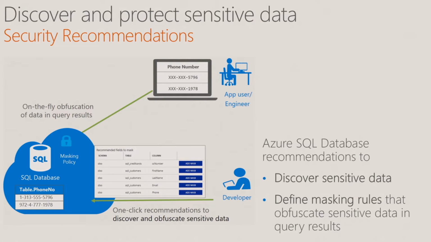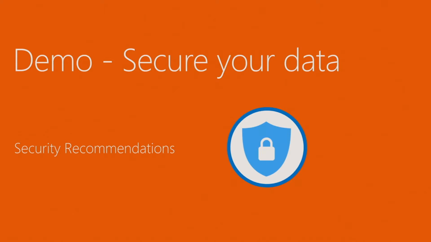SQL Dynamic Data Masking automatically discovers sensitive data within your database according to its schema and provides you actionable recommendations, so you will be able within a few clicks to apply this recommendation and secure this sensitive data. So it will be masked: when the application or developer approaching the database will not be able to see this sensitive data in clear text, only in a masked format. And the good news is that with dynamic data masking, you will not be required to change your application at all. So let's see the SQL recommendation in action.